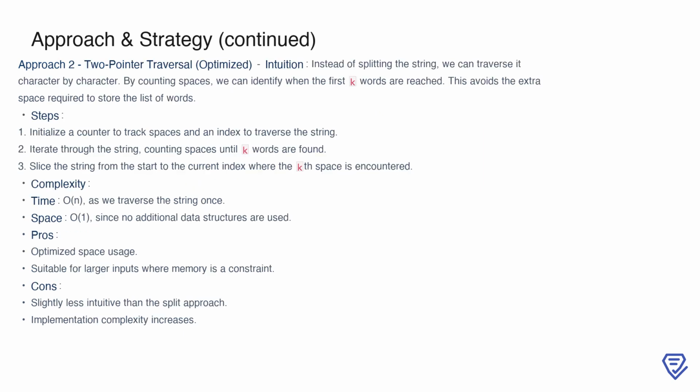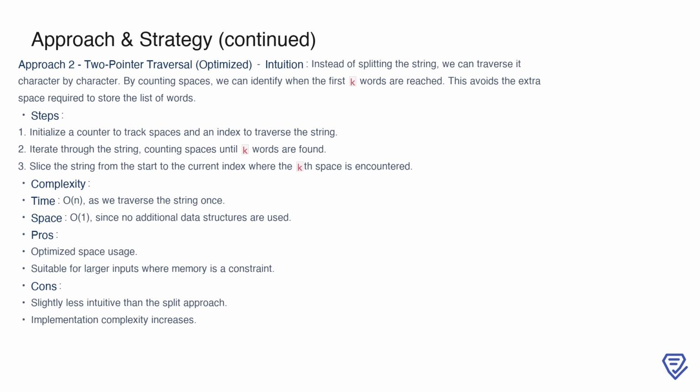Another approach we can explore is an optimized solution using a two-pointer traversal technique. This method avoids the extra space required by the brute force approach and instead processes the string character by character. The key idea is to count spaces as we traverse the string, which allows us to determine when we've encountered the first k words. To implement this, we initialize a counter to track the number of spaces and an index to iterate through the string.